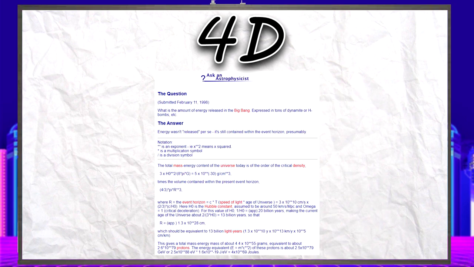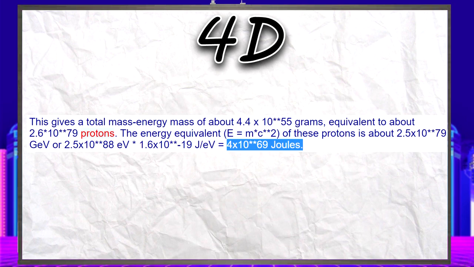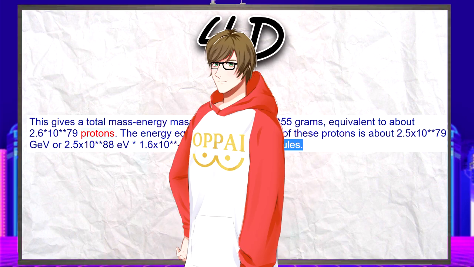According to this NASA article, the universe contains 4×10^69 joules of mass energy. Much, much higher than something like, you know, a grapefruit. And, you know, this is exactly why I believe that destroying a universe smaller than our own simply isn't universal.